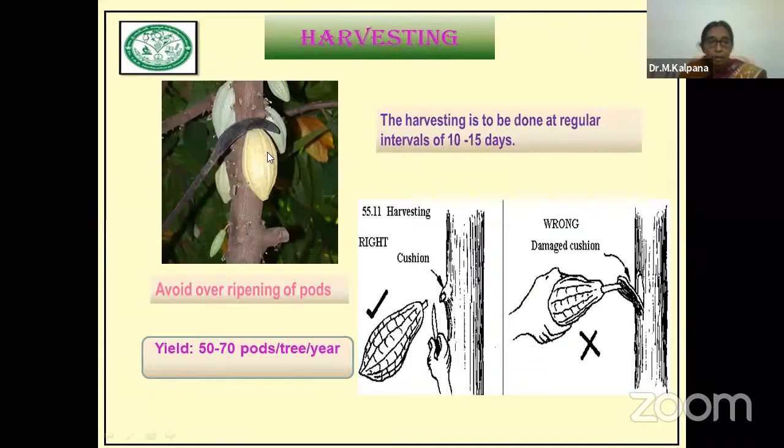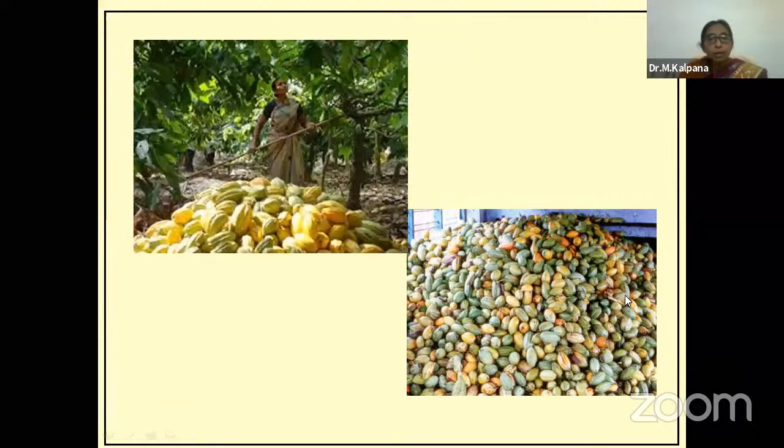Care has to be taken while harvesting. Why? Once the flowering cushion is damaged, the plant will not produce flowers from the damaged part till the death of the plant. So we have to use a very sharp sickle or instruments for harvesting. We should not pick the pod with the hand. The pods are harvested, and they are kept in storage for fermentation.